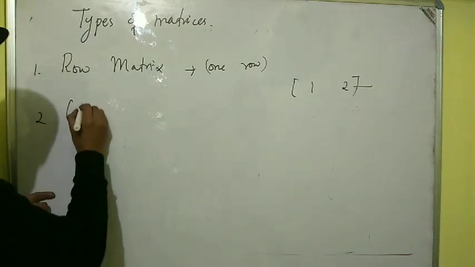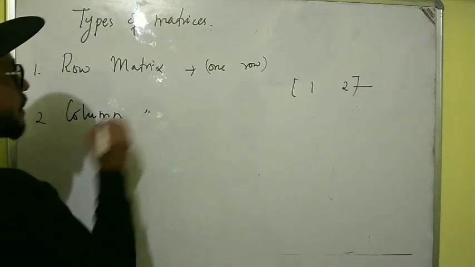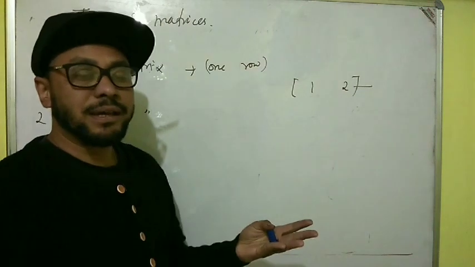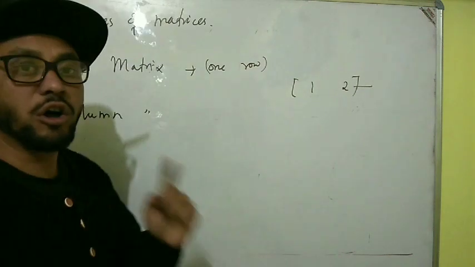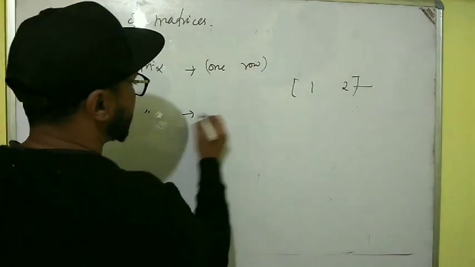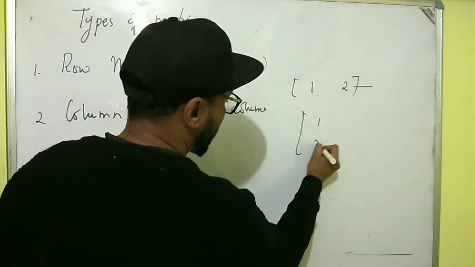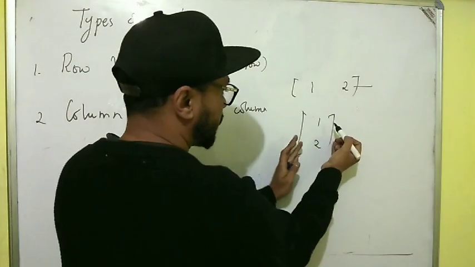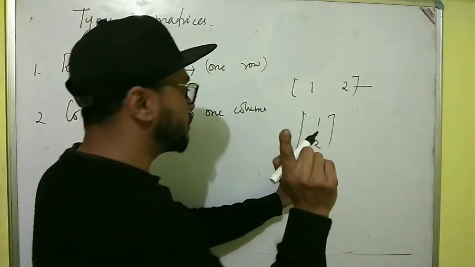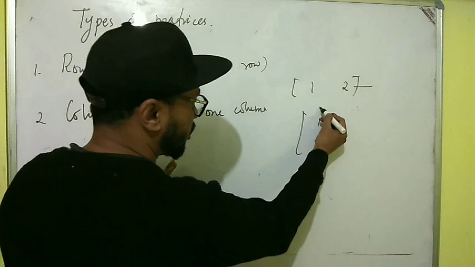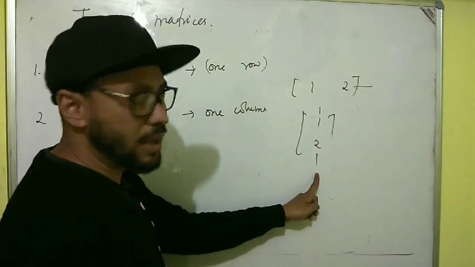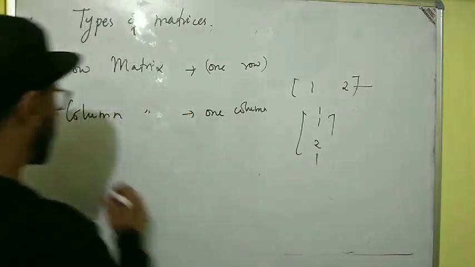Number 2, the column matrix. Any matrix having the number of columns as 1. For example, one column. If you look at this one, we're not considering the rows, keep this in mind. For the column matrix, the number of columns is 1, so it is called a column matrix.